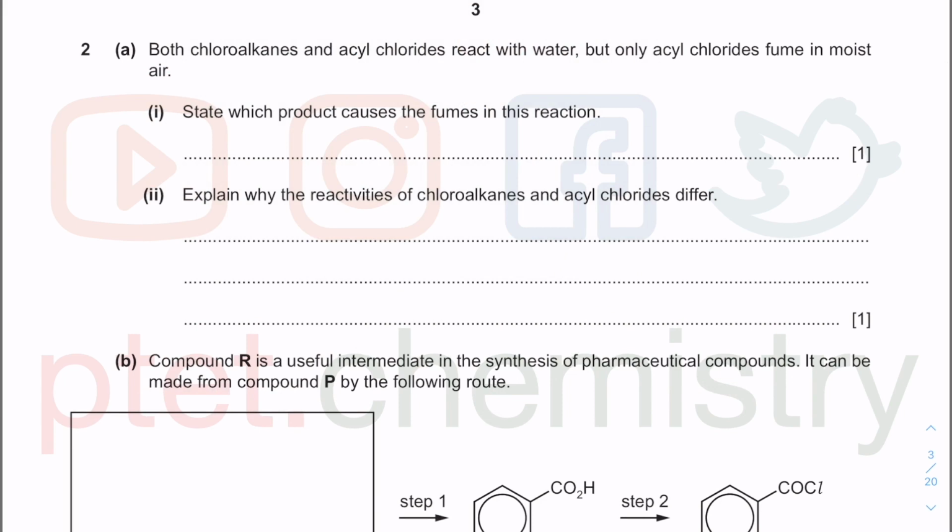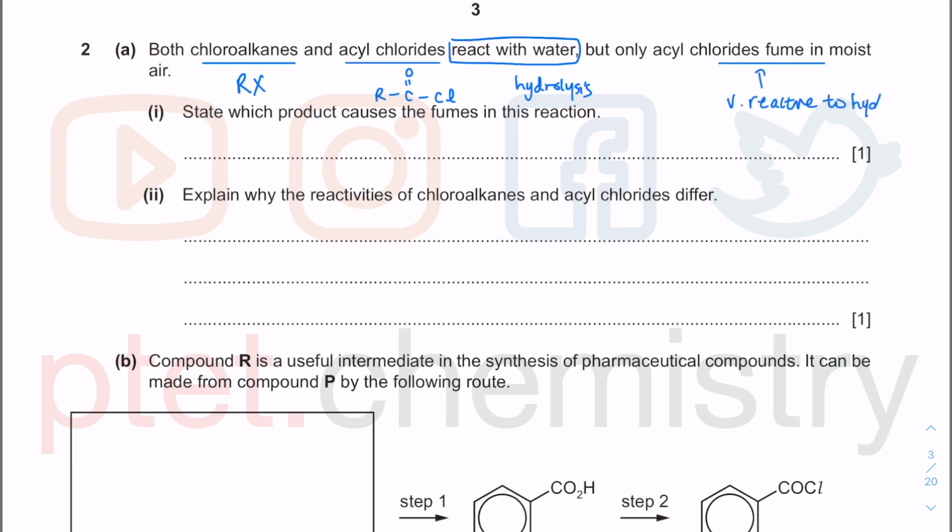In this second question, we have some organic chemistry. We have chloroalkane, so this is halogenoalkane, and we have acyl chloride, which is RCOCl. They each react with water, and that is a reaction you will call hydrolysis, but only acyl chloride fumes in the moist air because acyl chloride is very reactive to hydrolysis, very sensitive to hydrolysis. The fume there is actually HCl gas.